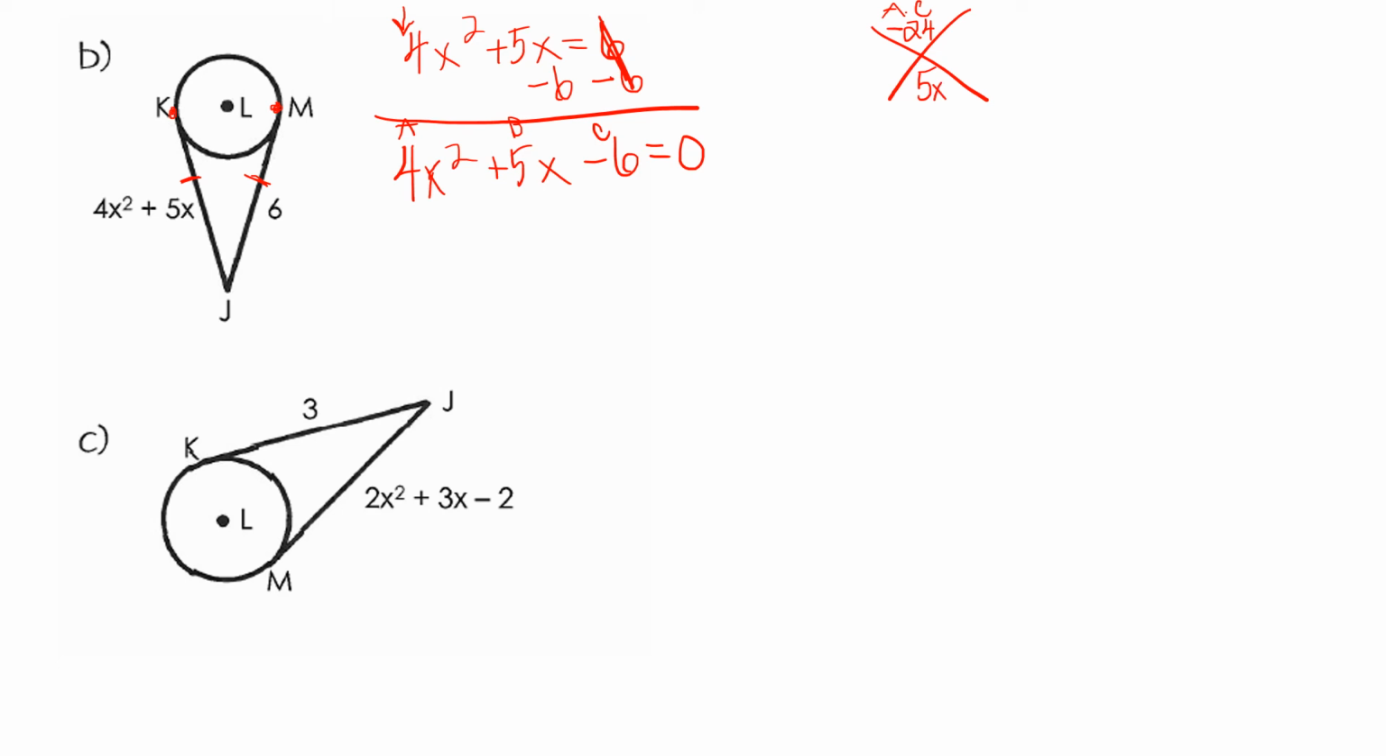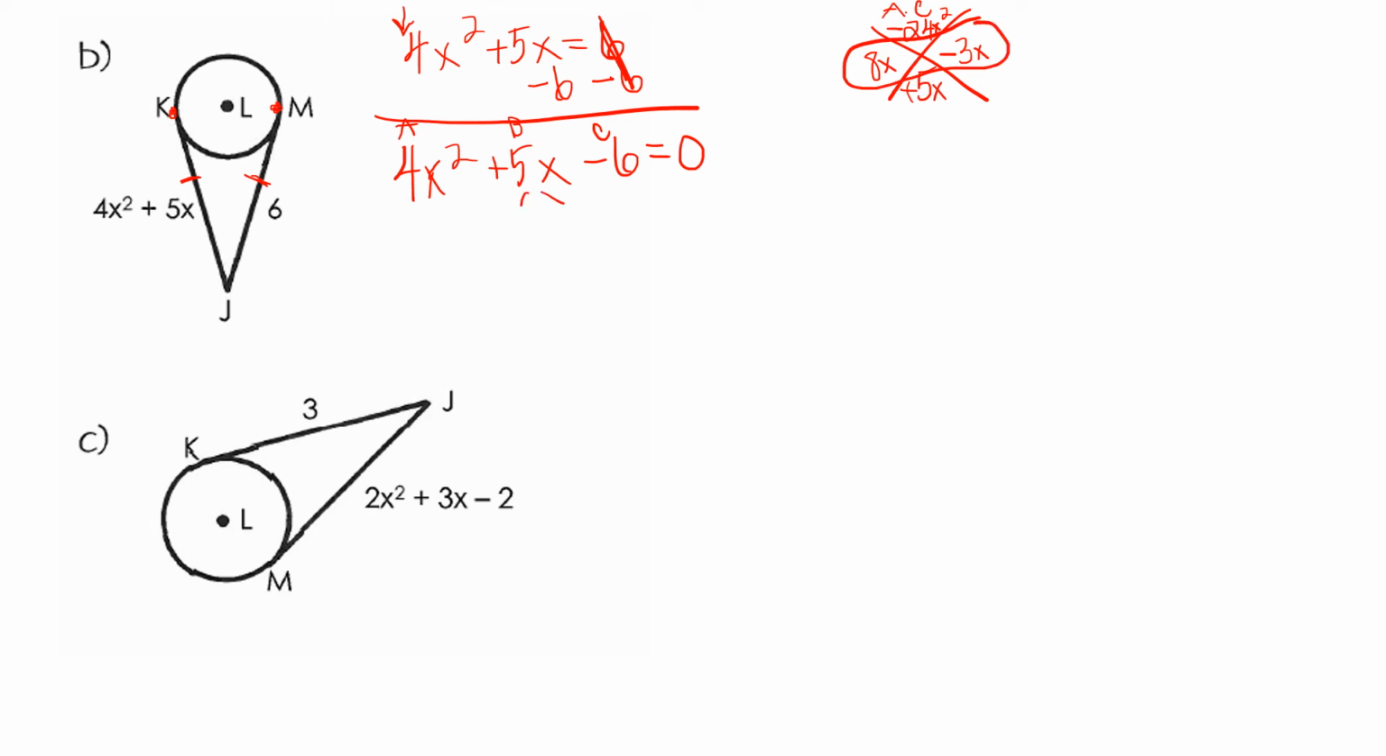So we need two factors of negative 24 that will add to a positive 5x. So we know that negative 24 has factors of 8 and 3. And in order to add to a positive 5, the 3 has to be negative. So 8x times a negative 3x will give me negative 24x squared, and 8x plus negative 3x will give me a positive 5x.